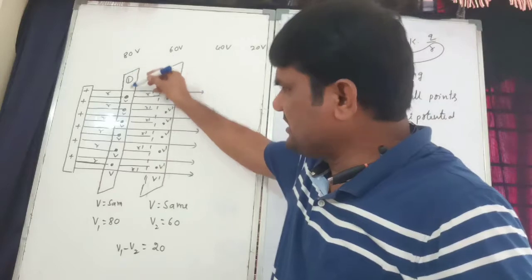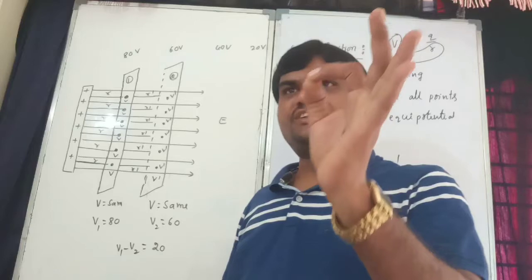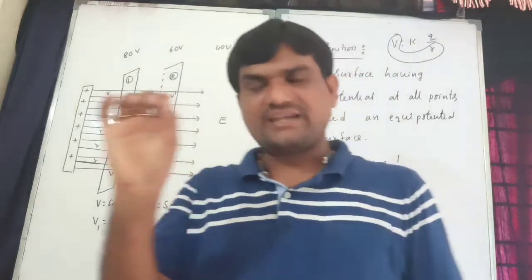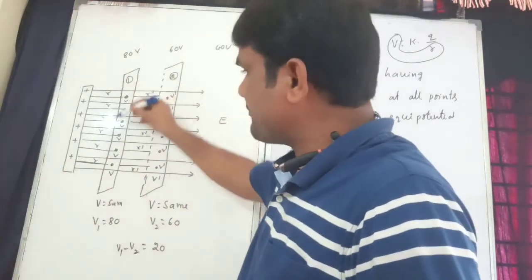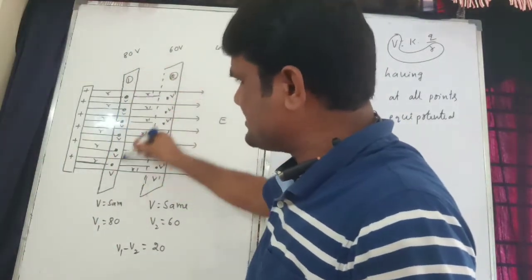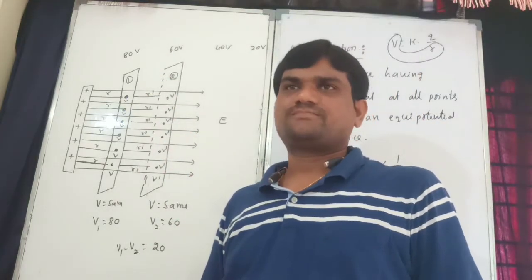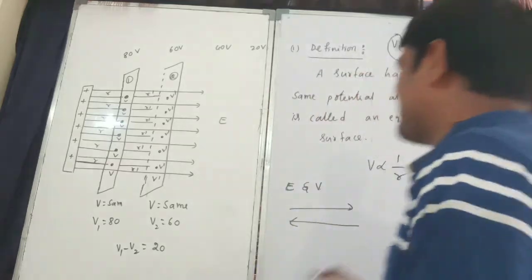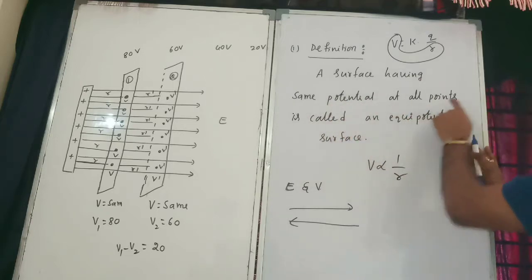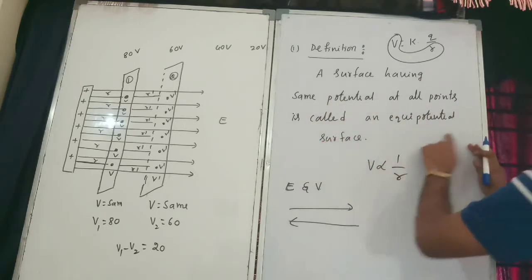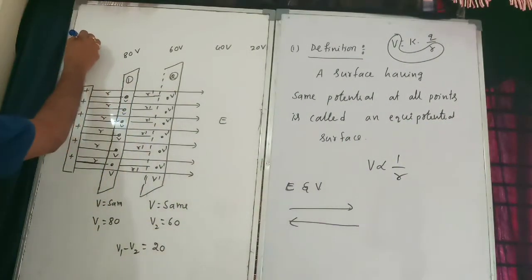But on this surface, wherever you see, the potential is same. That is known as equipotential surface. That means this total surface, remember, is known as equipotential surface. Right? That is the definition: a surface having same potential at all points is called an equipotential surface. That is the example number 1.